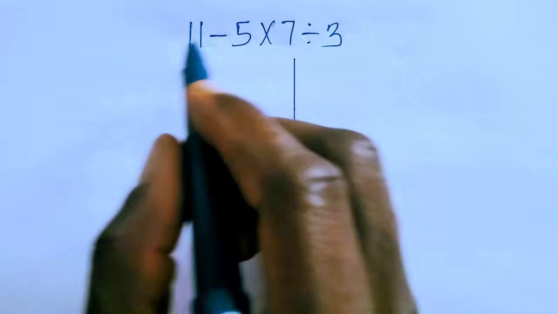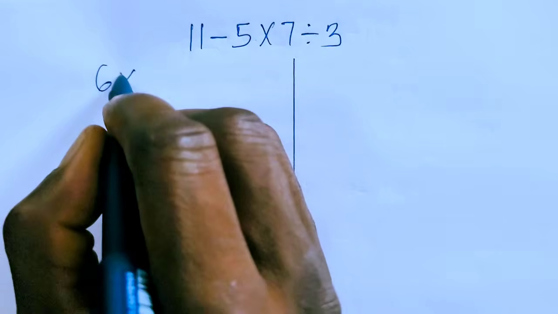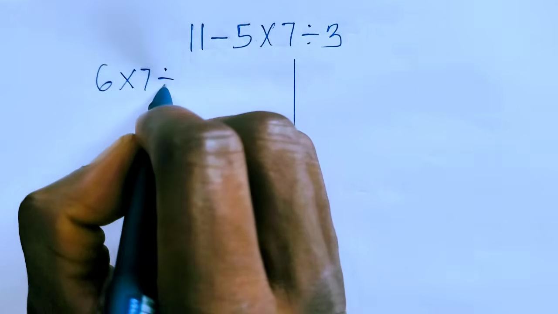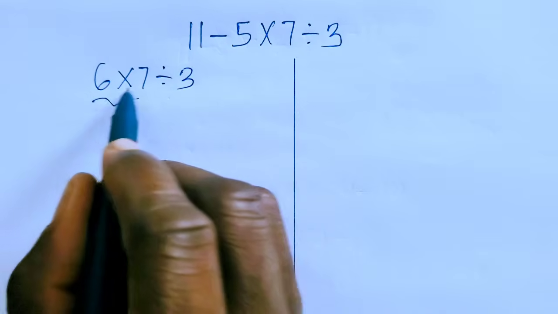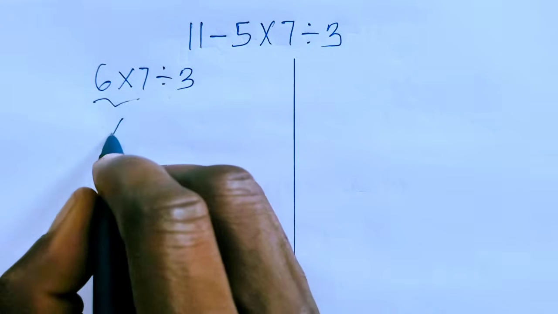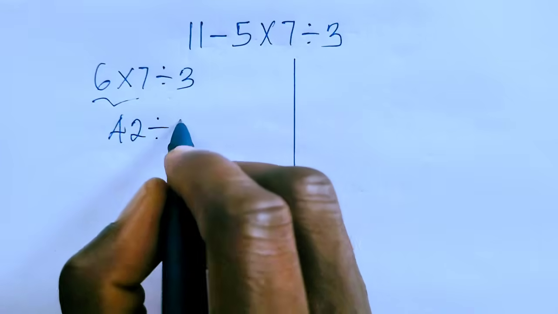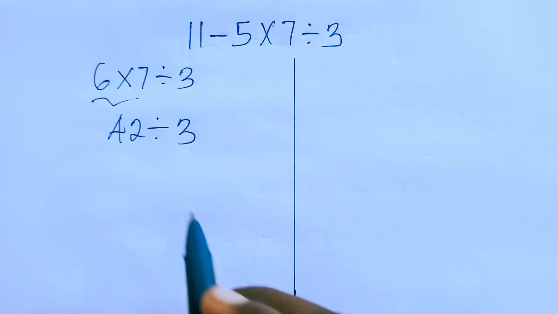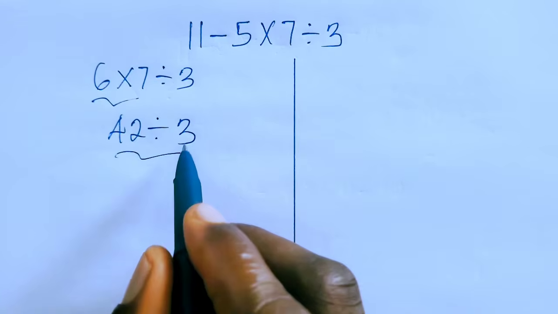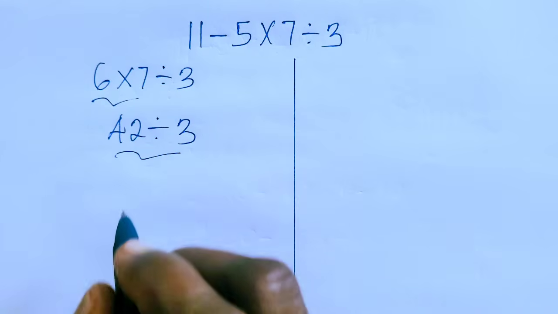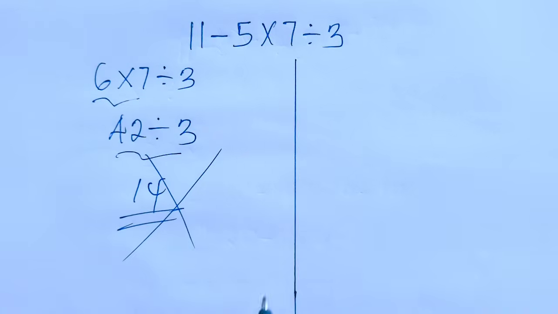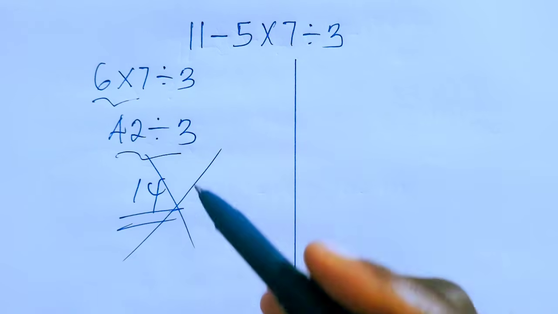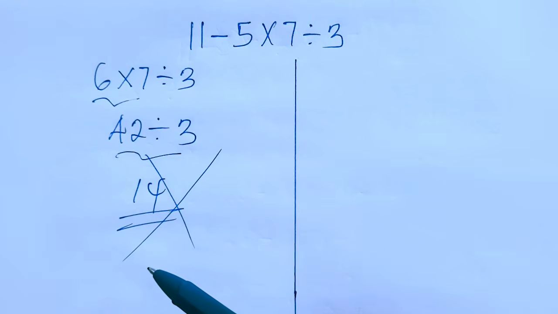Here, 11 minus 5 gives 6. Then multiply by 7 divided by 3. Now, 6 multiplied by 7 gives 42 divided by 3. And lastly, 42 divided by 3 gives 14. But this answer is wrong. Therefore, this first approach is completely wrong. Do not make this mistake.